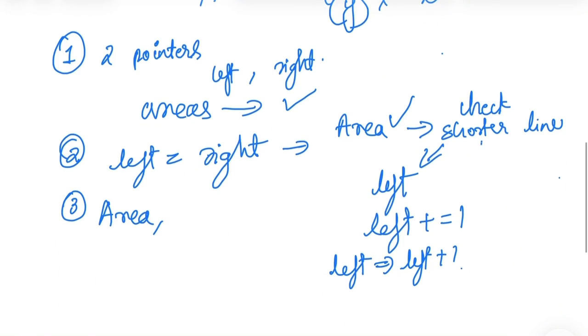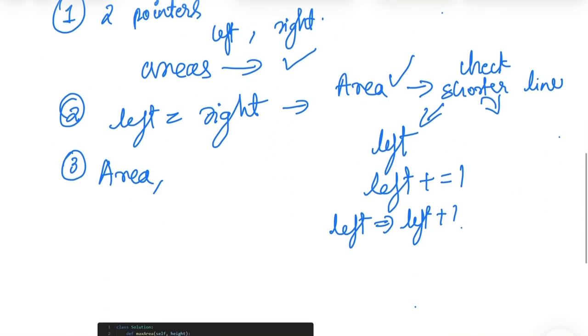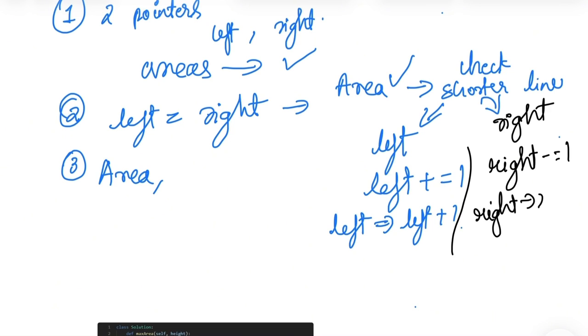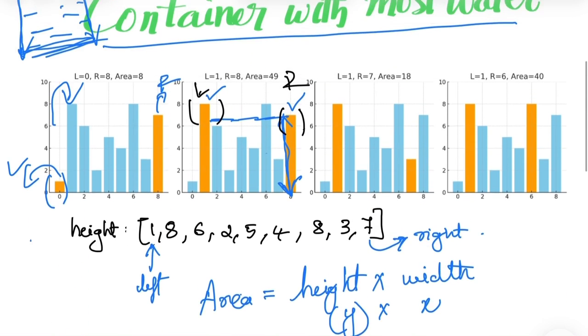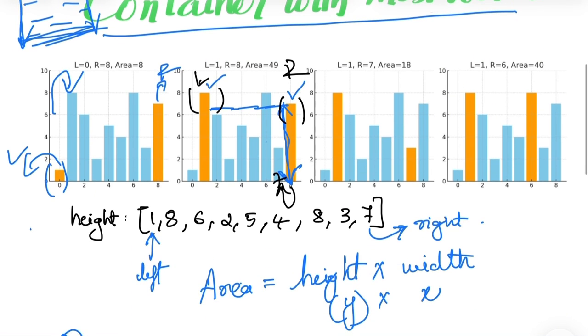But if right is the shorter line, like here, you can see that right is shorter than left. This is left, this is right. Right is short. What do we do then? If right is the one which is shorter, we do right minus equals 1, which means right equals right minus 1. So this will be our new right. We go from 8 to 7.